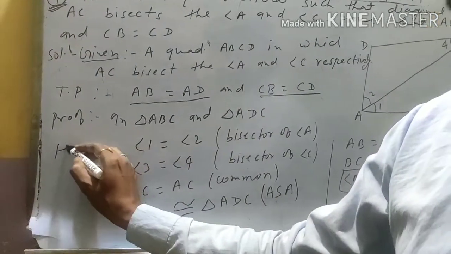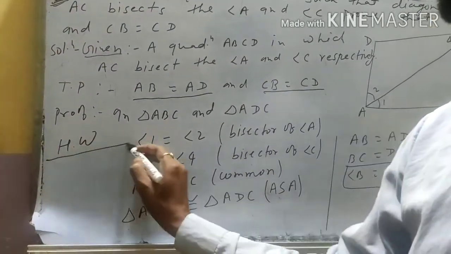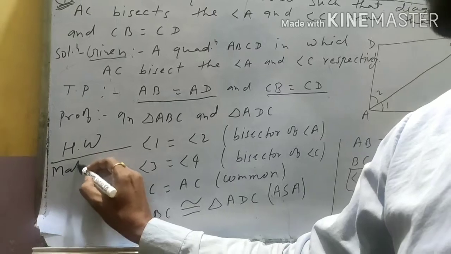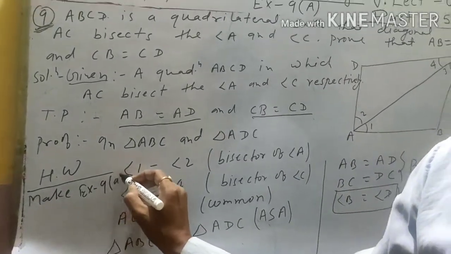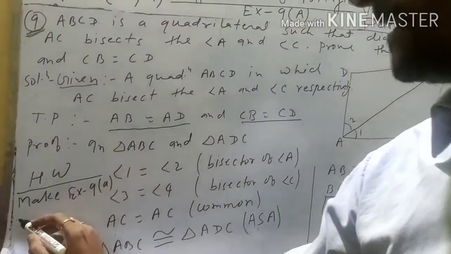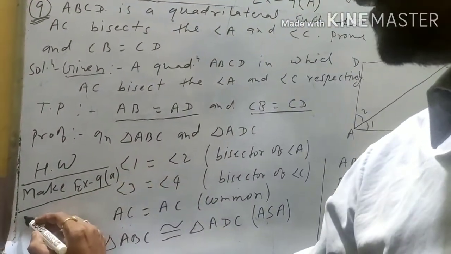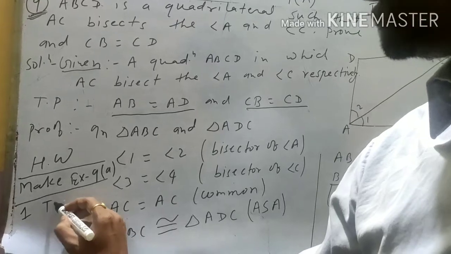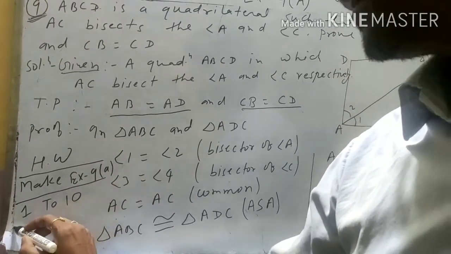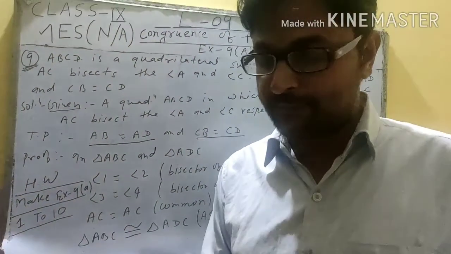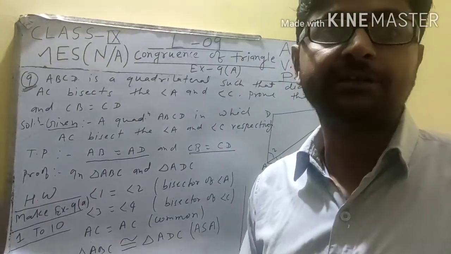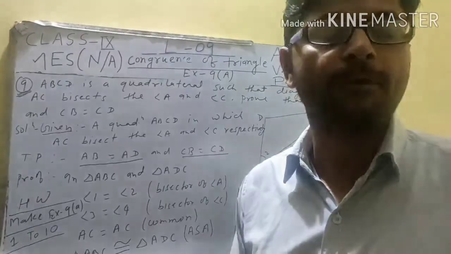So today's homework is: make exercise 9A, question number 1 to 10. Okay, student, today's homework is make exercise 9A, question number 1 to 10. If you have any query, any doubt, any problem, ask the question.